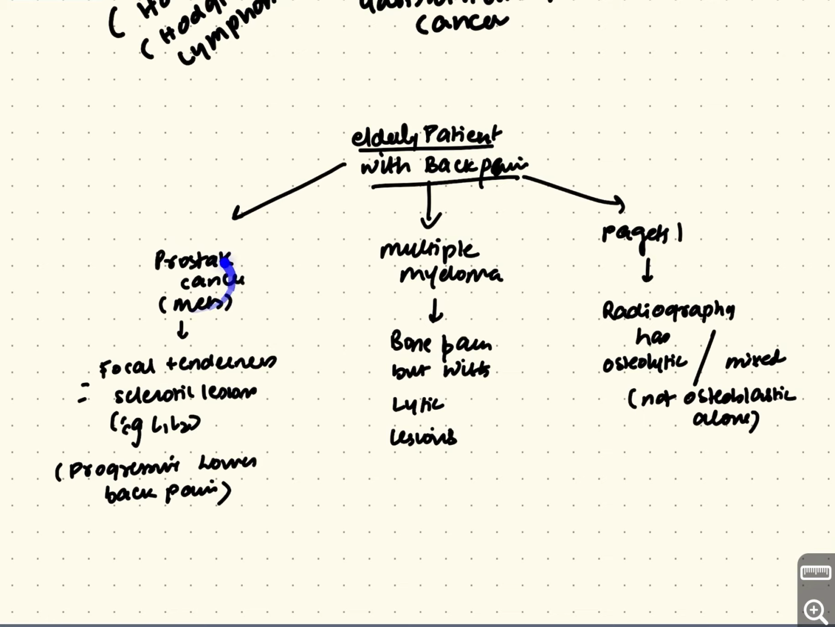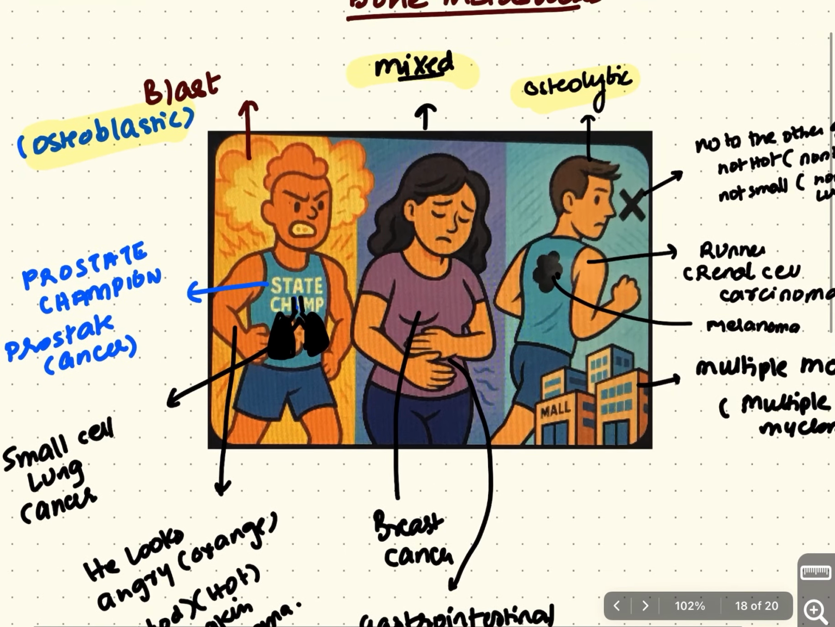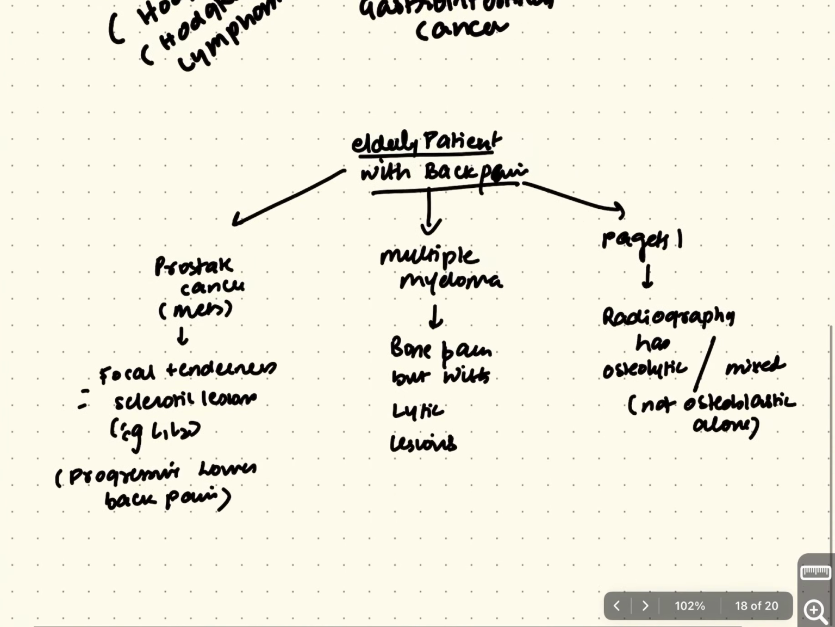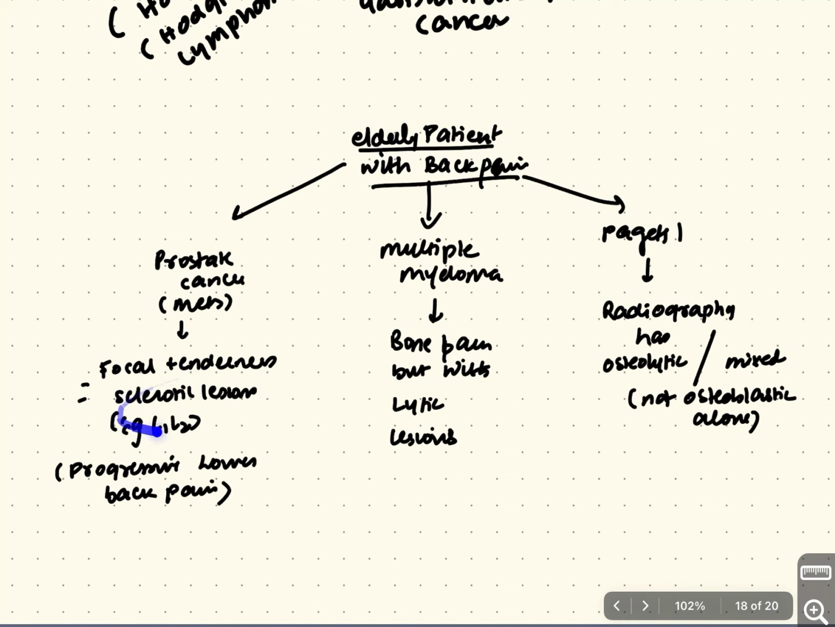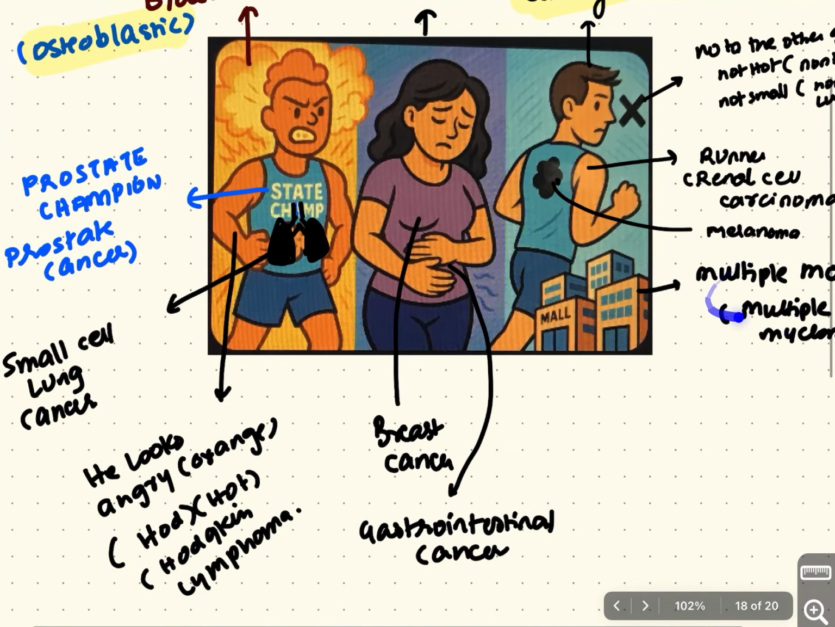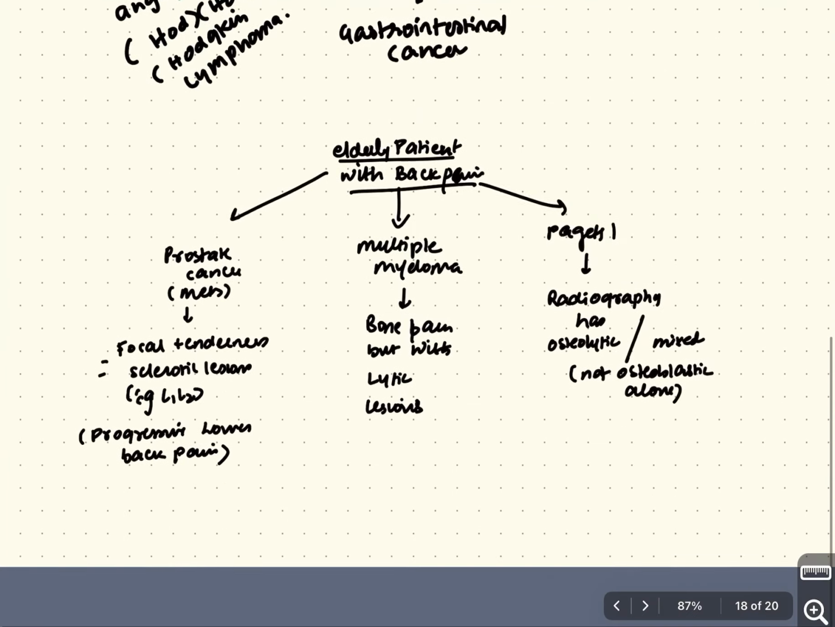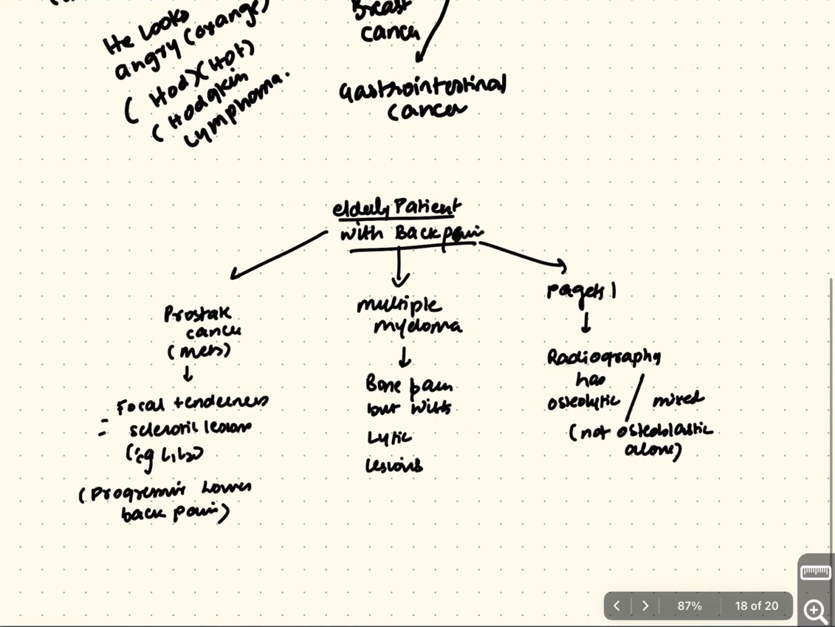If you have a prostate cancer, they are going to tell you that the patient is having focal tenderness, and you can see sclerotic lesions. So we know that sclerotic means blastic lesions, right? So if you see that there is a sclerotic lesion, think about prostate cancer. Okay, if you think about multiple myeloma, you have to think about lytic. So we know that multiple myeloma is having lytic lesions, right? So if a patient is having multiple myeloma, he will have lytic lesions, and if a patient is having Paget's disease, he will have mixed. So he'll have both osteolytic as well as osteoblastic.